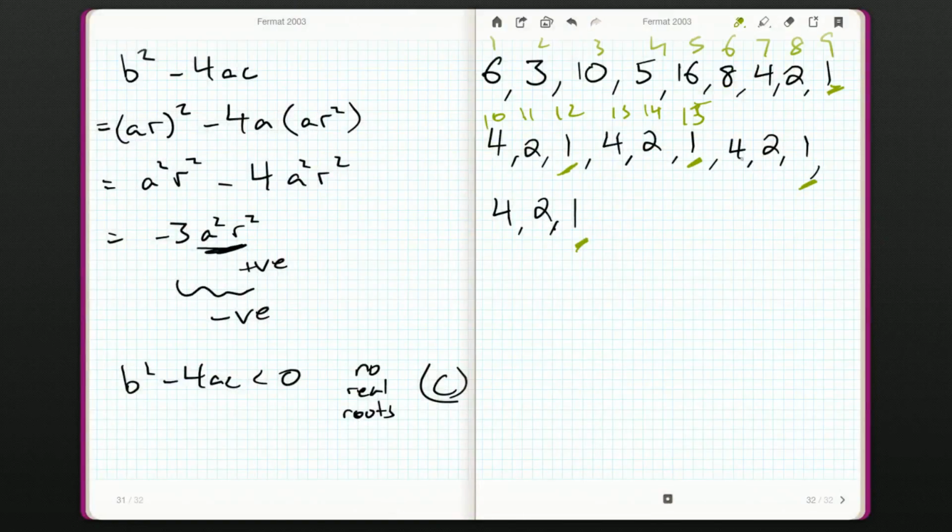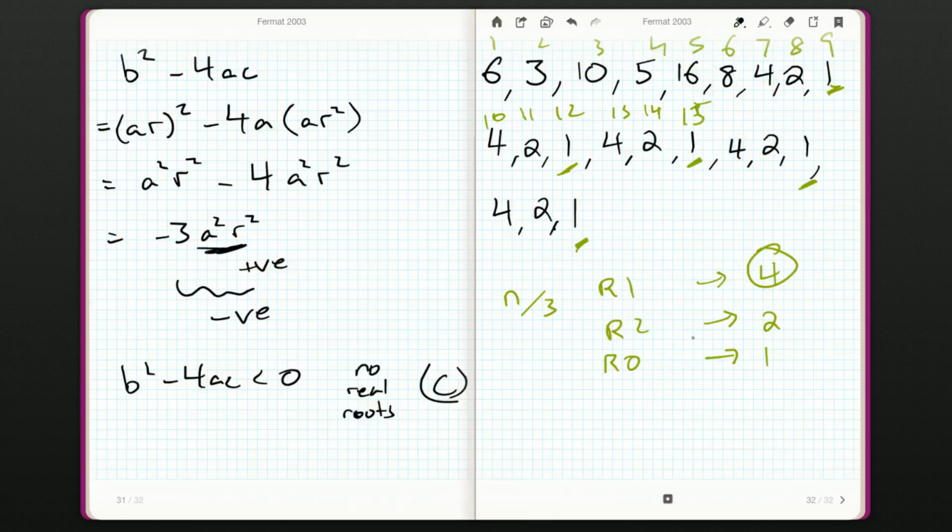There are 2 ways we can tackle this. We can say that if we want the nth term, if n divided by 3 has a remainder of 1, we'll get a 4. If it's got a remainder of 2, then we'll get a 2. And if it has a remainder of 0, which means it's a multiple of 3, we'll get a 1. This is something called modular arithmetic, and that's certainly a way you can do it. And 100 divided by 3 gives a remainder of 1, so the answer will be a 4.